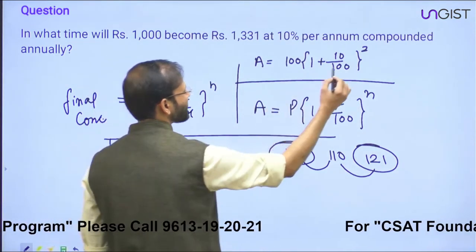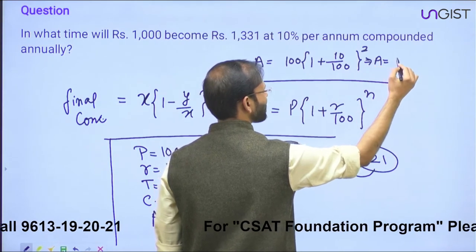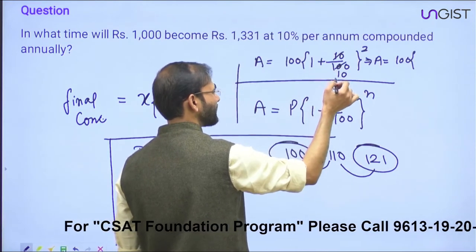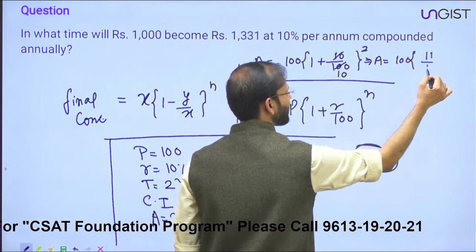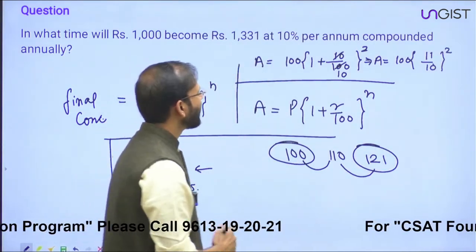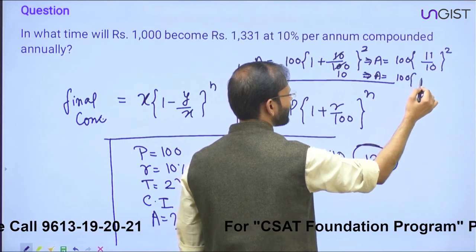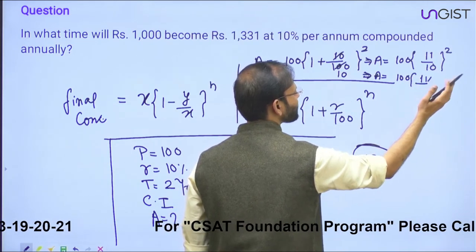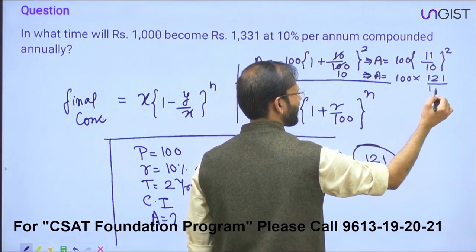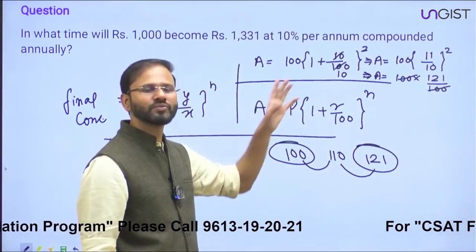So here, amount is equal to 100 into this 1/10, right? So this is actually 11/10, right? So this is (11/10) square. Guys, clear? And A is equal to 100 into 11 square by 100. 11 square is 121 divided by 100. So it is okay, right? So A is equal to 121, right?